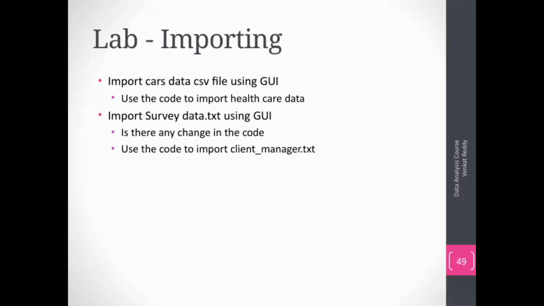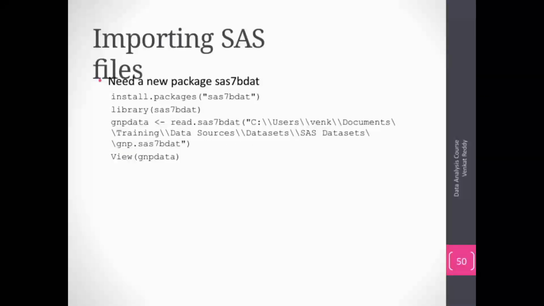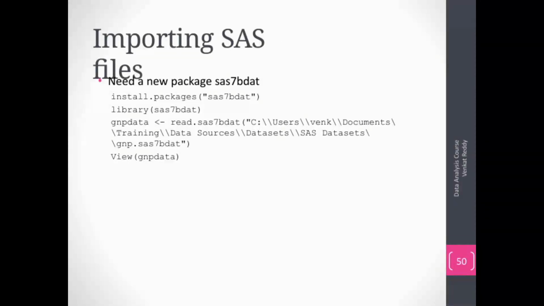Let's move on to the next important aspect of data analysis in SAS. When working with SAS datasets in R, you often need a specific package called SAS7BDAT. If you don't have it installed yet, you can simply run install.packages SAS7BDAT. Once installed, load the package into your session using library SAS7BDAT. Now, to read a SAS dataset, you use the read.sas7bdat function.